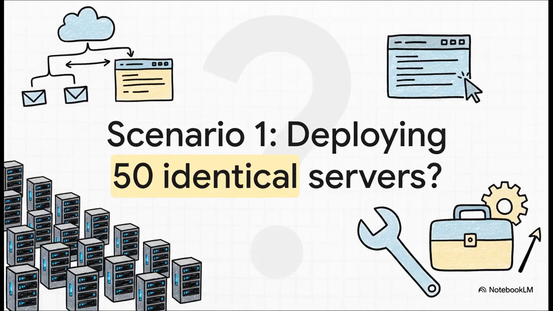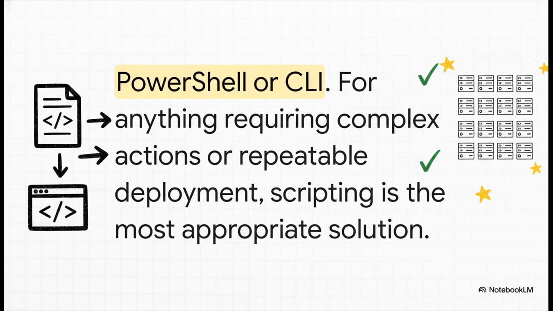All right, pop quiz time. Let's see if this is sticking. First scenario. You need to deploy 50 identical web servers for a new application launch. What tool are you grabbing? Yep, PowerShell or the CLI. Absolutely. This is a textbook case for automation. You'd write a script to make sure every single server is configured exactly the same way, and you'd get it done in a tiny fraction of the time it would take to click through the portal.